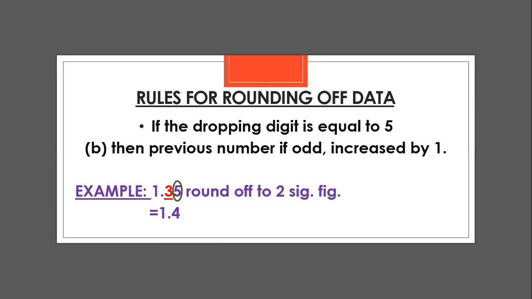Since the dropping digit is 5 and the previous number is odd, (odd numbers include 1, 3, 5, 7, 9, 11, and so on), since 3 is an odd number, we will increase it by 1. So my final answer is 1.4.